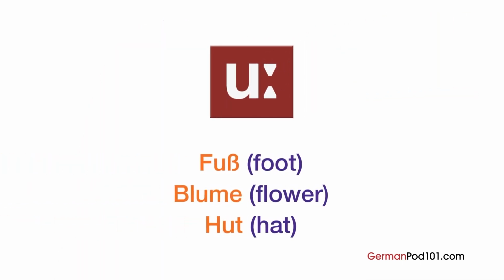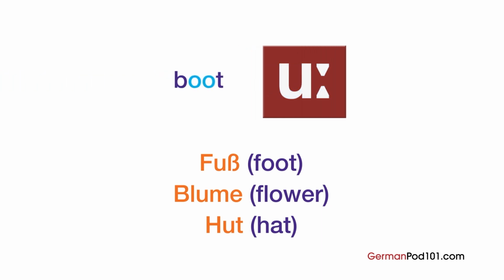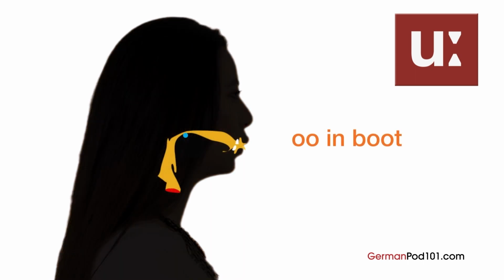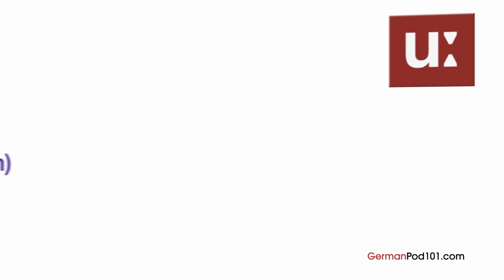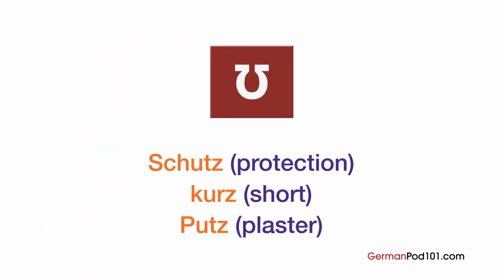The next vowel is U, as in Fuß, Blume, Hut. It's identical to the double O sound in the word boot.